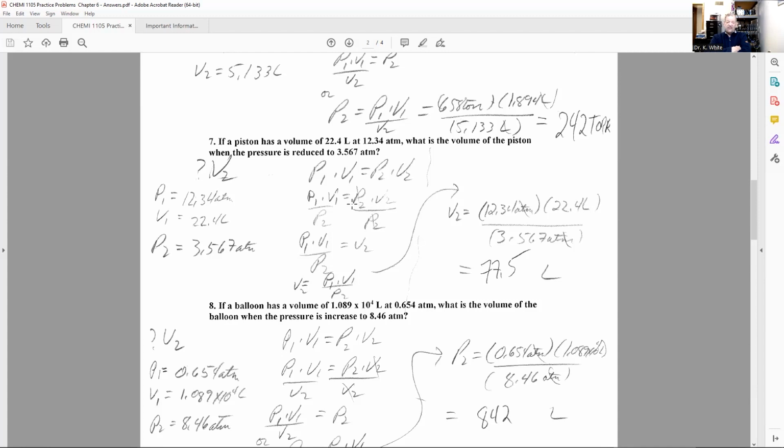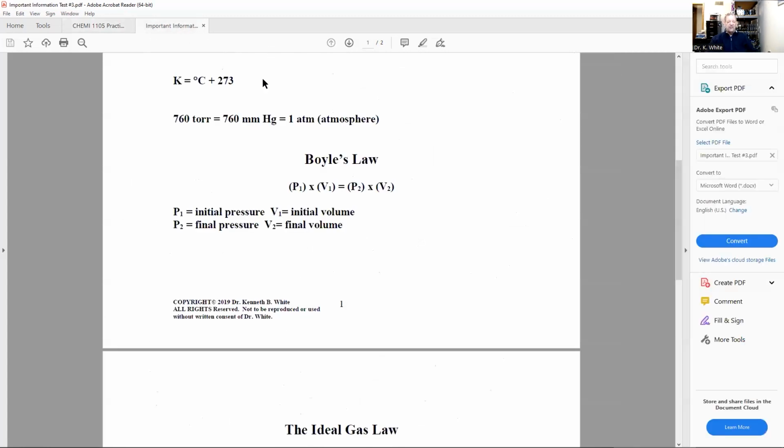First of all, we've got a gas, and the only thing we're dealing with is pressure and volume. As soon as you see that, you should know it's time to use Boyle's law. P1 times V1 equals P2 times V2. And remember, P1 initial pressure, V1 initial volume, P2 final pressure after you make a change, V2 final volume after you make a change.